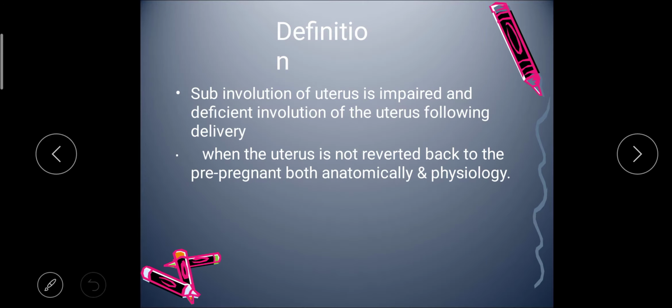The first one is definition. Sub-involution of the uterus is impaired and deficient involution of the uterus following the delivery, when the uterus does not revert back to the pre-pregnant state both anatomically and physiologically. In that case, we will call it sub-involution of the uterus. Means it is not coming back to the pre-pregnant state both anatomically and physiologically.